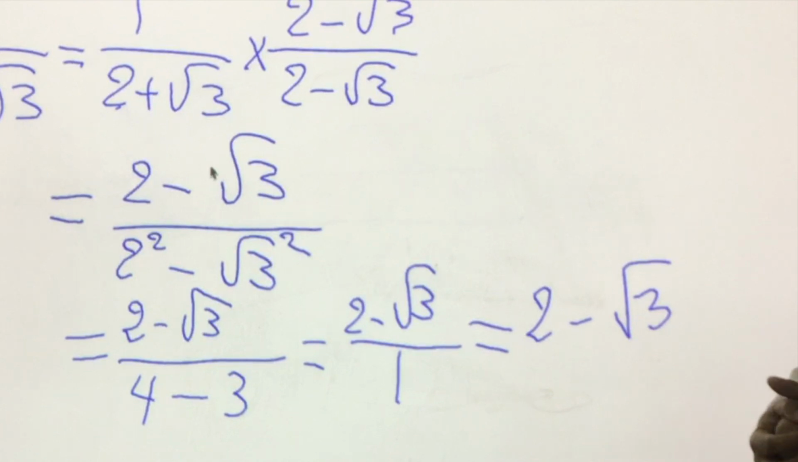And we have simplified with no irrational numbers in the denominator. Any questions?